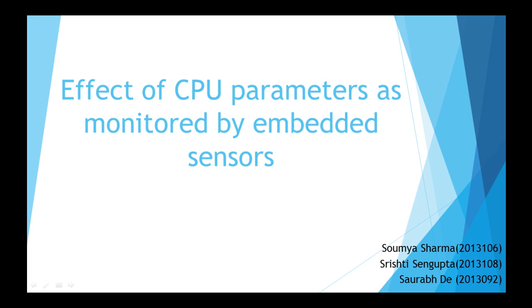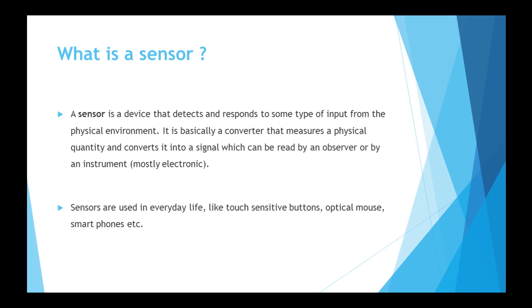Effect of CPU parameters is monitored by embedded sensors. What is a sensor? A sensor is a device that detects and responds to some type of input from the physical environment. It is basically a converter that measures a physical quantity and converts it into a signal which can be read by an observer or by an instrument, mostly electronic.